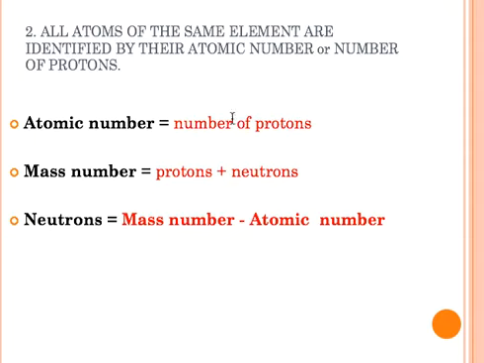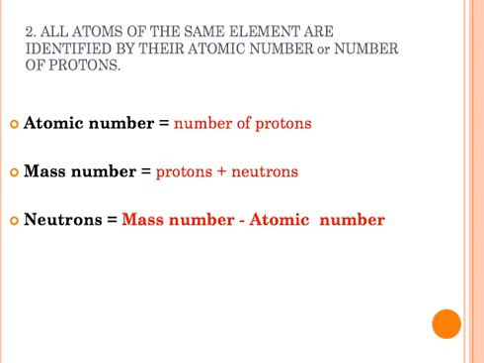Now, if you look at these two things here, if mass number is protons plus neutrons, and atomic number is number of protons, in order to calculate how many neutrons you have, you just have to take the mass number and subtract the atomic number from it. So the protons plus the neutrons minus the protons will give you the number of neutrons.